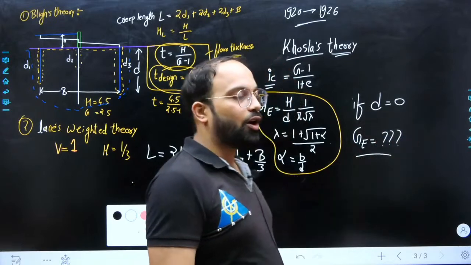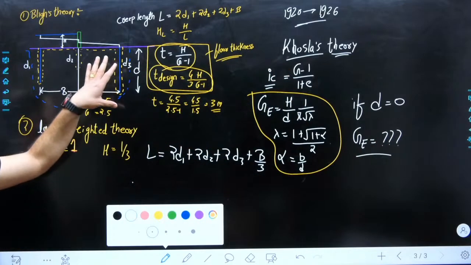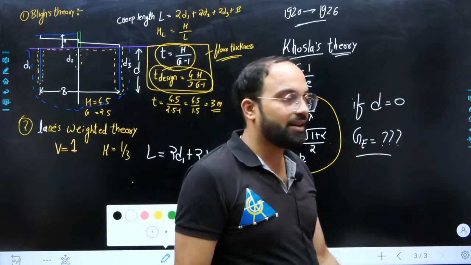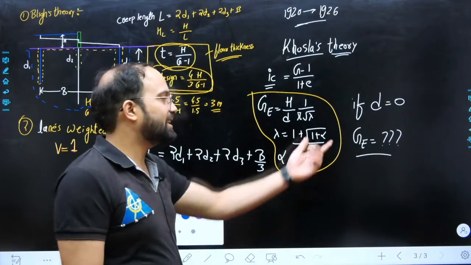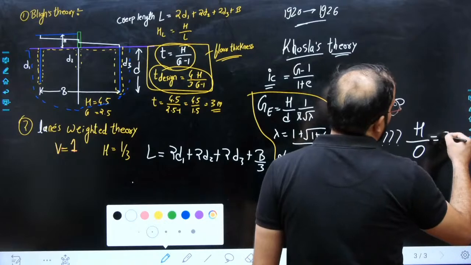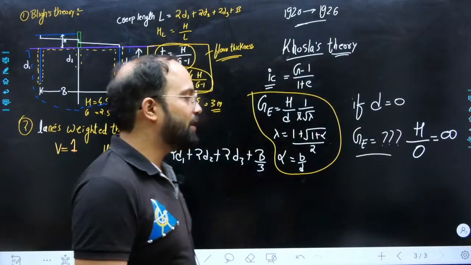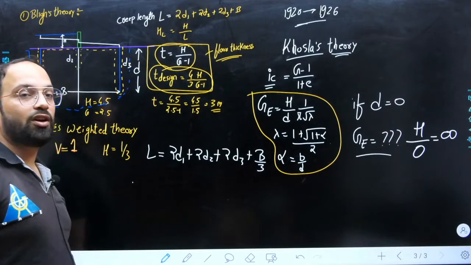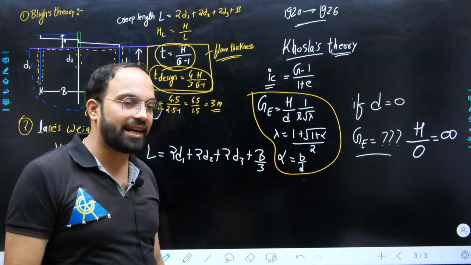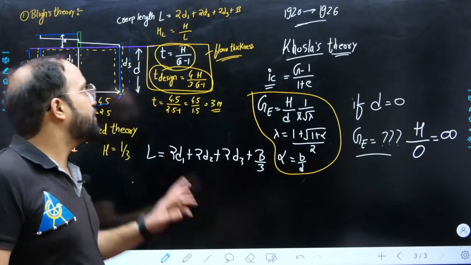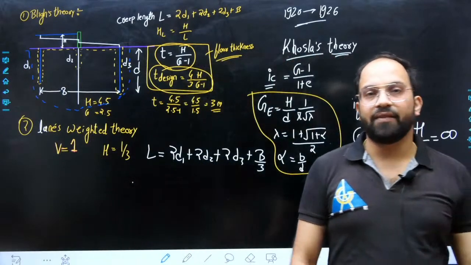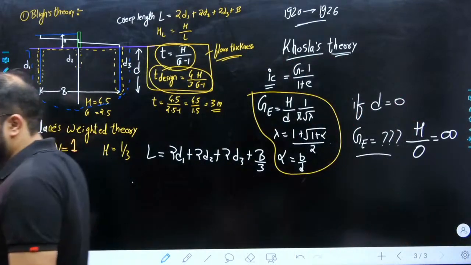If we will not provide this downstream pile, my exit gradient will be infinity, because this d is 0. If d is 0, it is h by 0, and anything divided by 0 gives you infinity. So if we do not provide this, the exit gradient will be infinity and more than the critical gradient, and piping will occur. Piping will occur and our weir will fail.